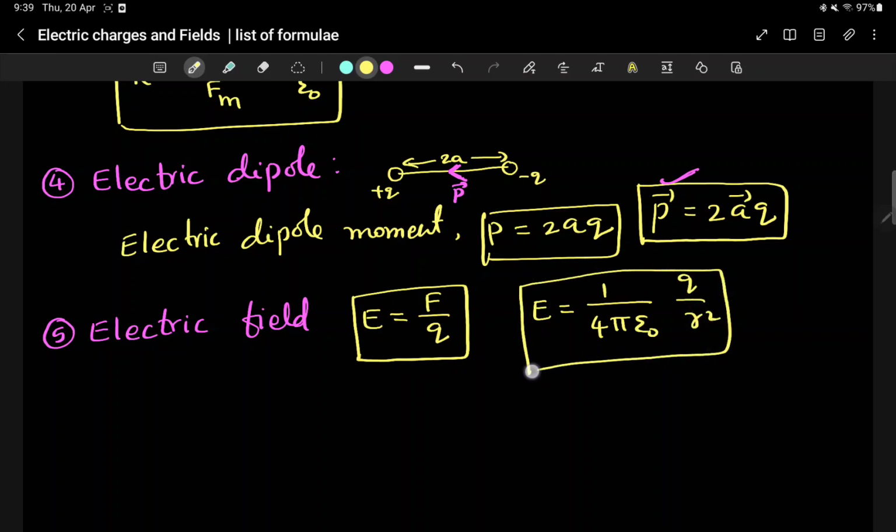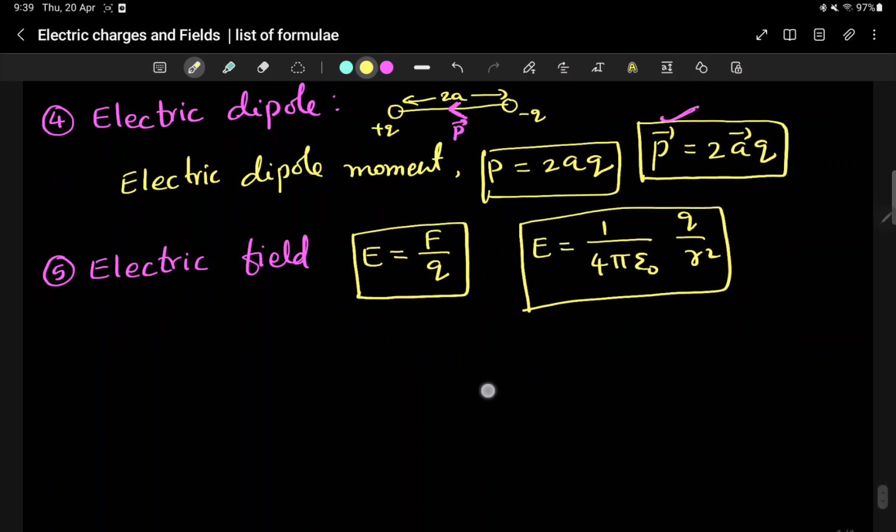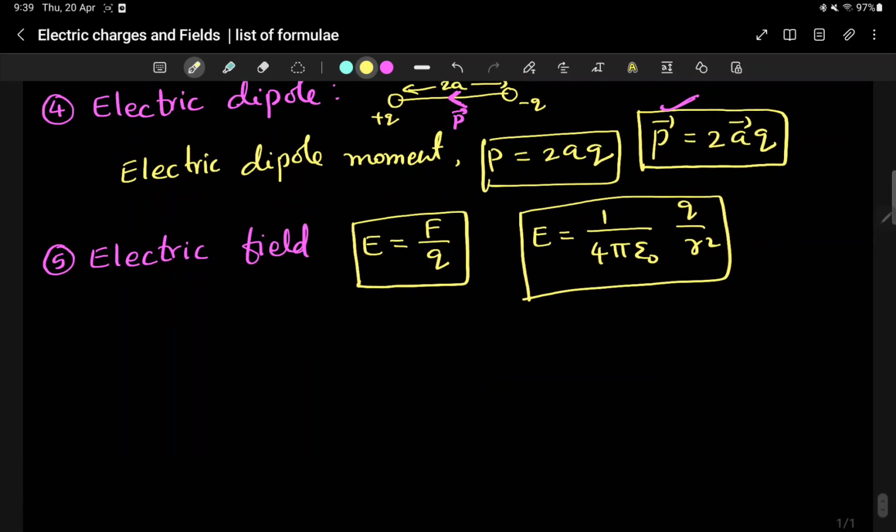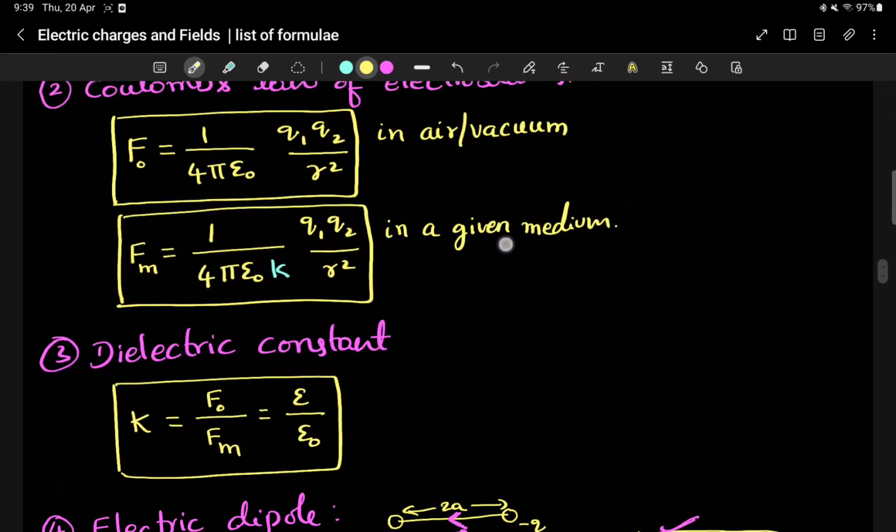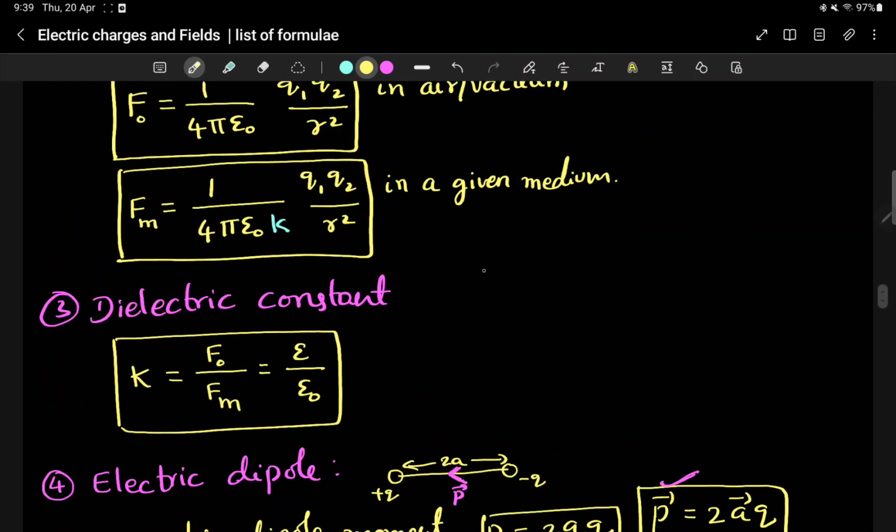Q by r square. Next, sir, what is the value of 1 by 4 pi epsilon naught? Here also I have not given, right? Let me give the value. 1 divided by 4 pi epsilon naught is 9 into 10 to the power 9 Newton meter square per Coulomb square. Per Coulomb square means minus 2.